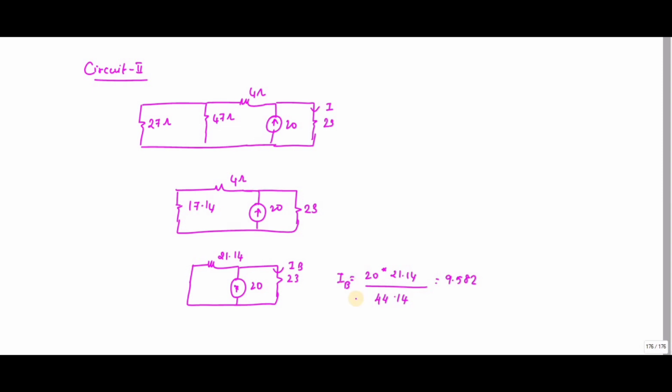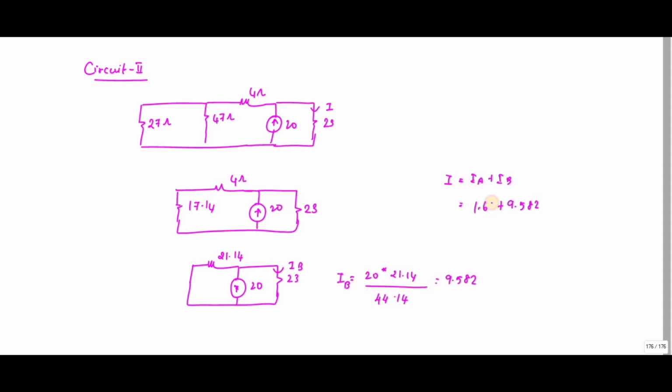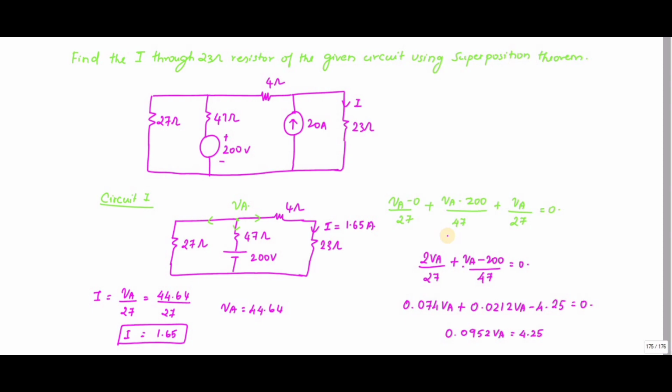So the total current is equal to IA plus IB. Here IB is 9.582 and IA is 1.65. So the answer is 11.23. So this is my current value. Let me cross check this value using the normal method.